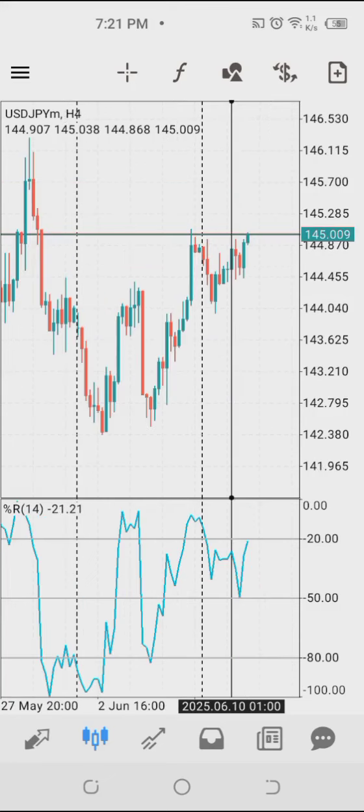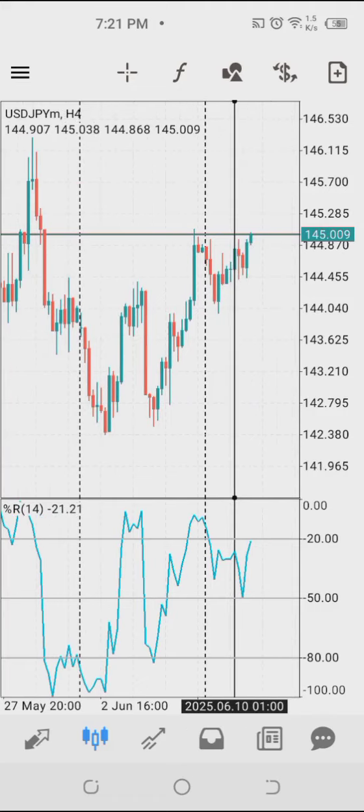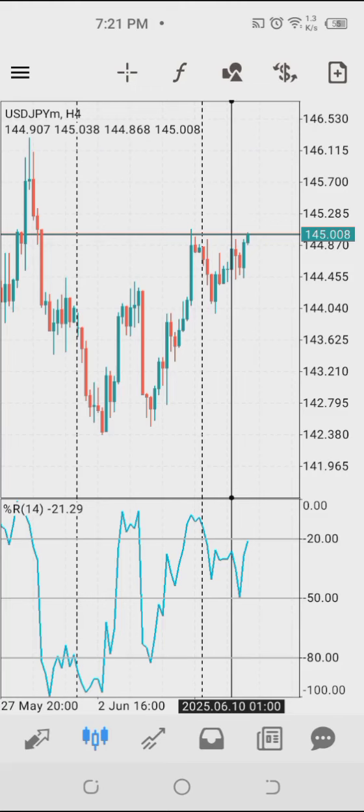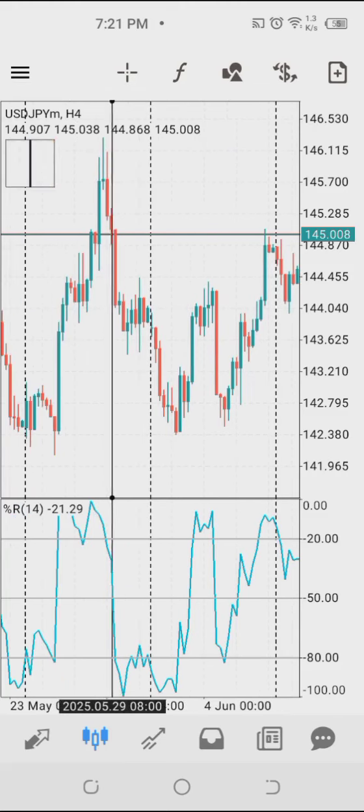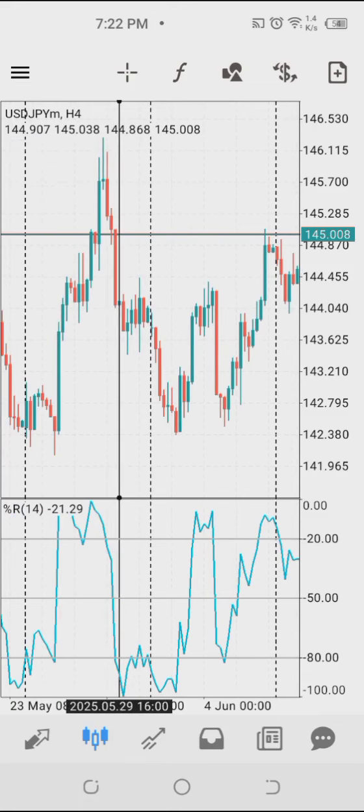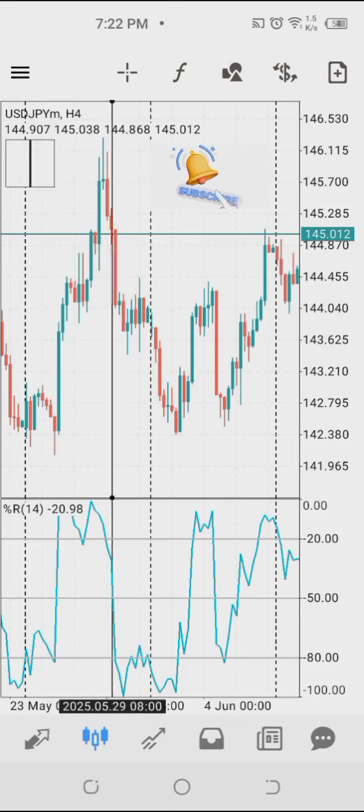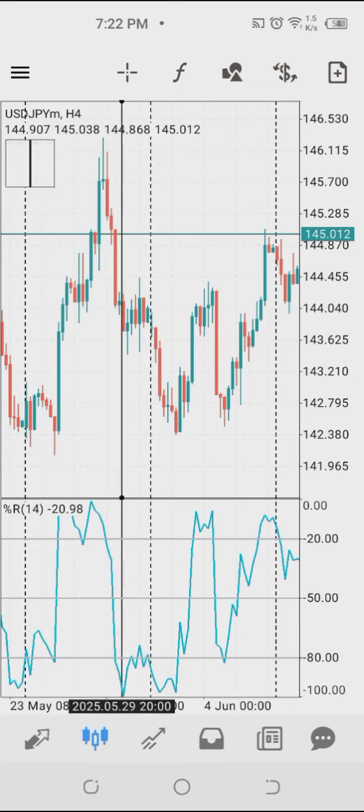Now, let's go straight to looking for a sell signal. For the sell signal, this is like the reverse. The first thing I need to do is to ensure that the market is below the minus 50 level. Price, the market needs to be below the minus 50 level. Okay, then after that, look at this, the price has dropped below the minus 50 level.